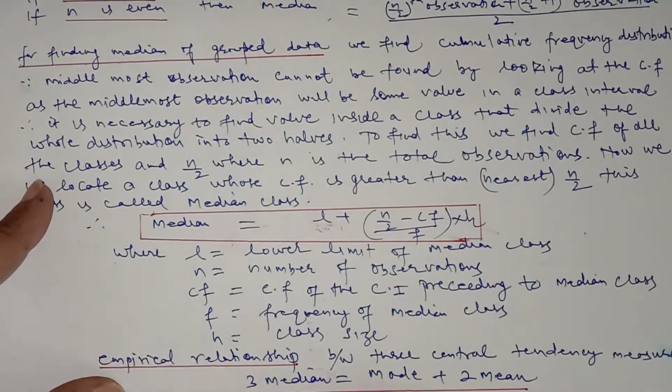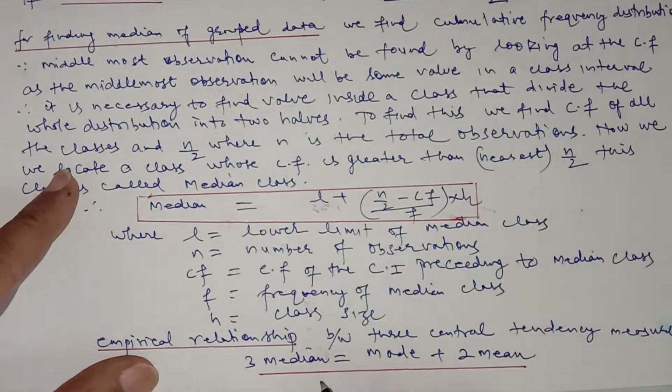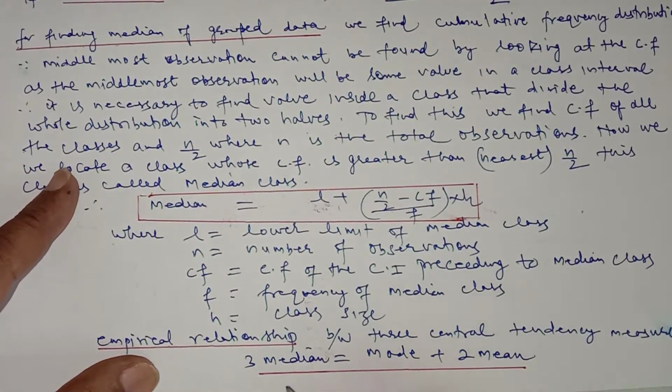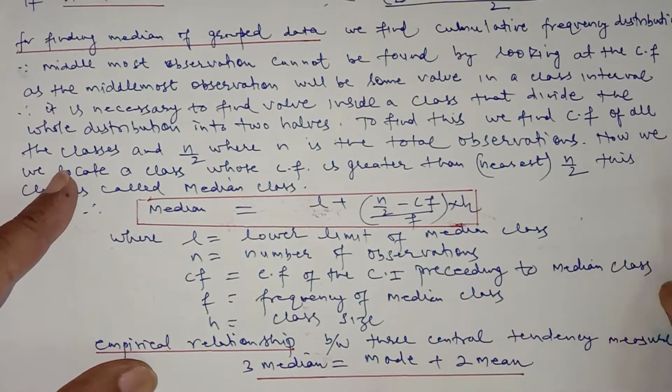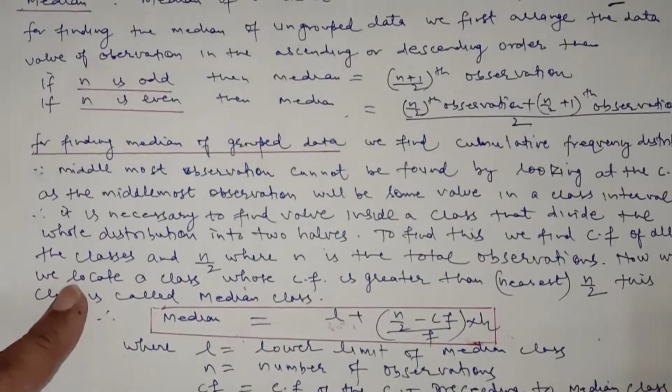Now there is an empirical formula which gives the relationship between the median, mode and mean. 3 median is equal to mode plus 2 mean. You have to learn this relationship. Or you can write mode is equal to 3 median minus 2 mean. So this is the concept of median.